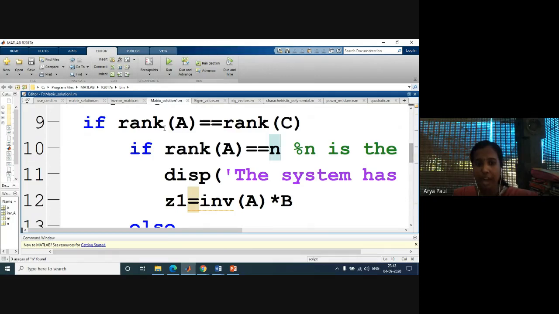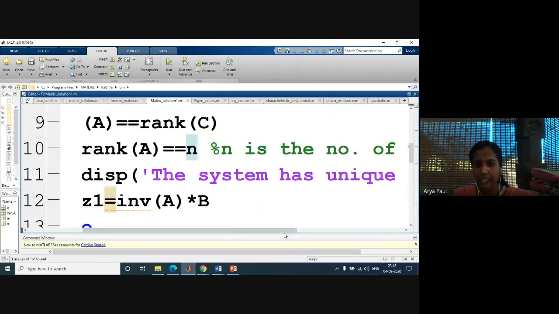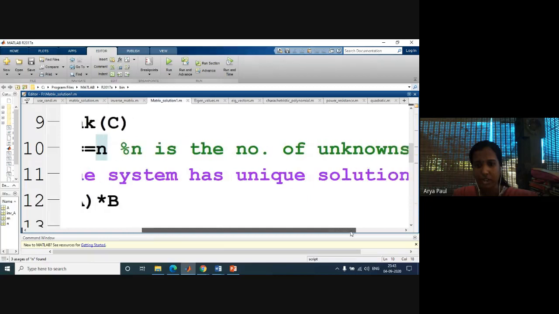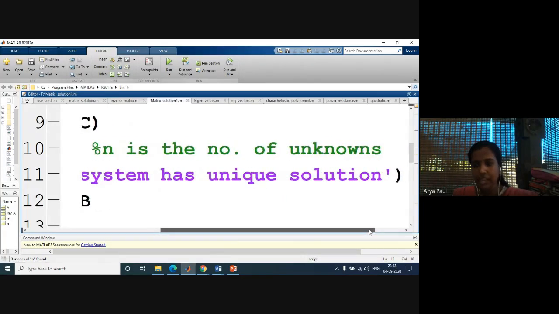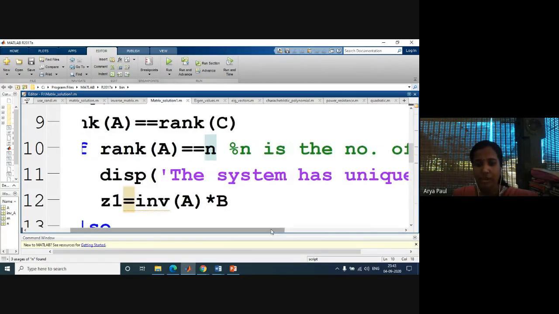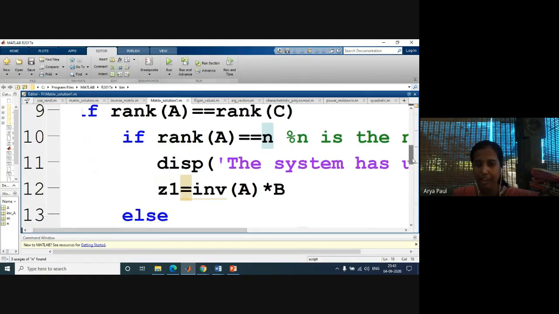So if rank of A equals rank of C, and if rank of A equals the number of unknowns, then you can display that the system has a unique solution. Now you can find out the solution. How can you find out the solution?